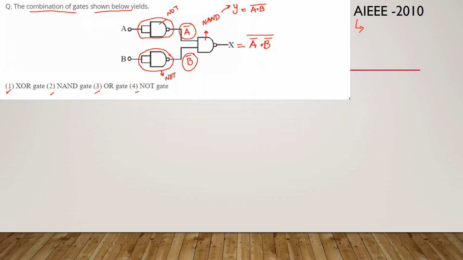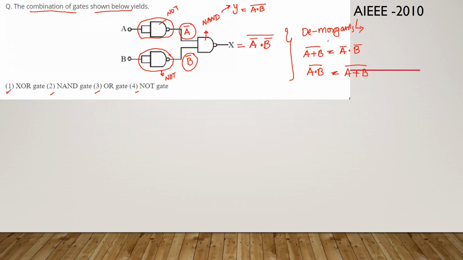Now see here, it is neither XOR gate, nor NAND gate, nor OR gate, nor NOT gate. So I said that whenever you are seeing this type of problem, whenever you have such options that it is not matching with any one, you have to use which law? We have to use De Morgan's law. What is De Morgan's law? The complement of the product of two inputs will be equal to the sum of the individual complements of the two inputs. Whenever there is A dot B complement, then what will it become? It will become A bar plus B bar.